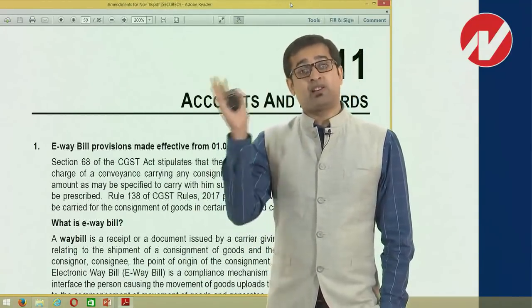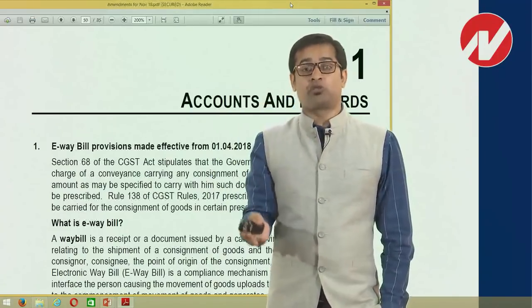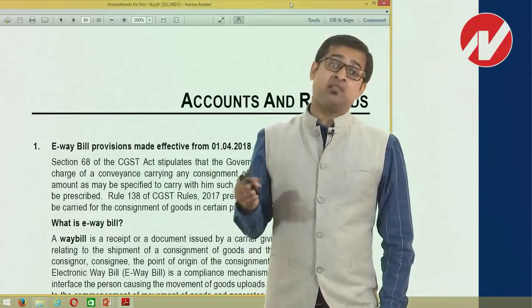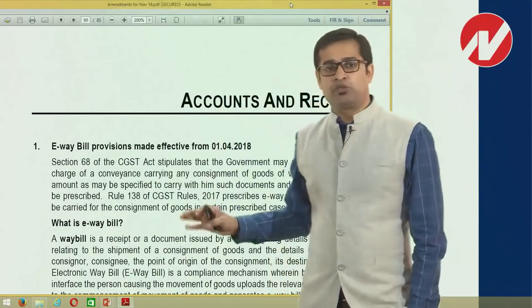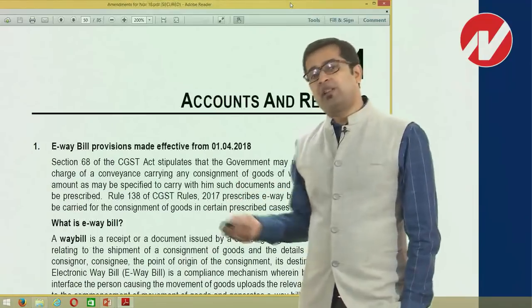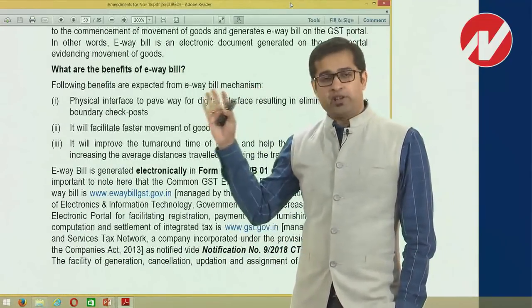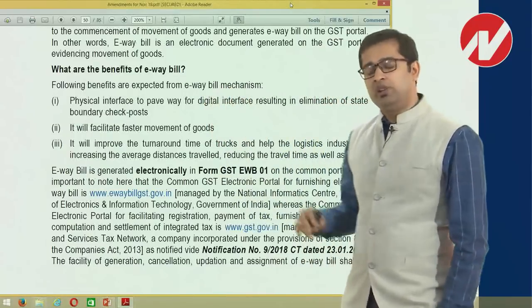So there is no provision which says that it is applicable only in case of supply of goods. It is applicable in case of supply of goods. It is applicable in case of supply of services also. And it is applicable in other than supply transactions also. So let us talk about all of them one by one so that we get better clarity about the same. So the first point they say is, what are the benefits of issuing an e-way bill?